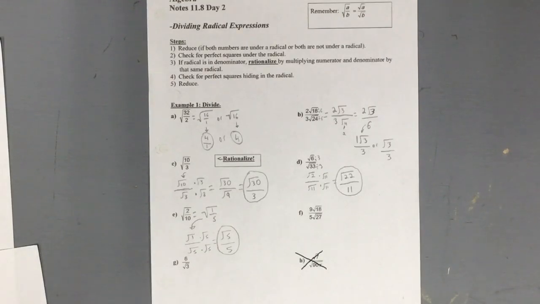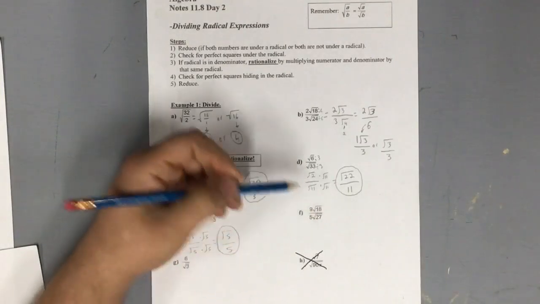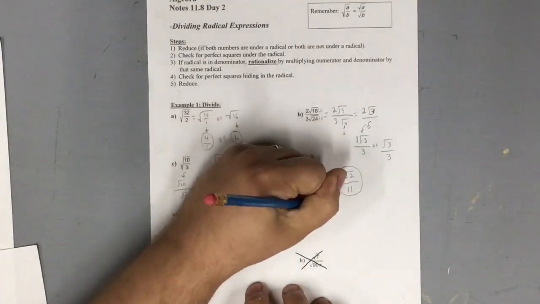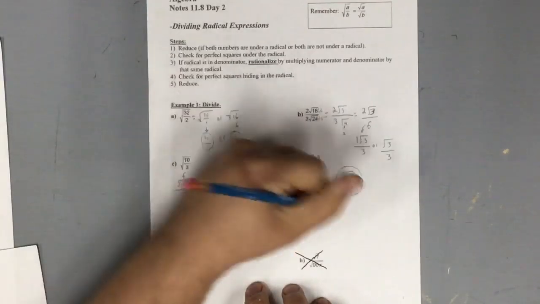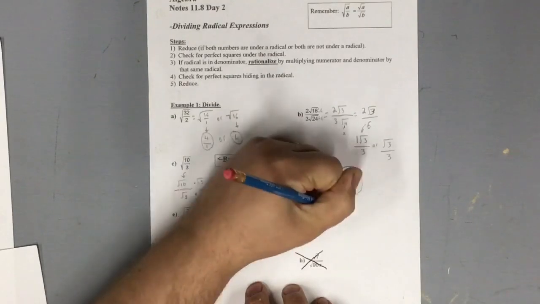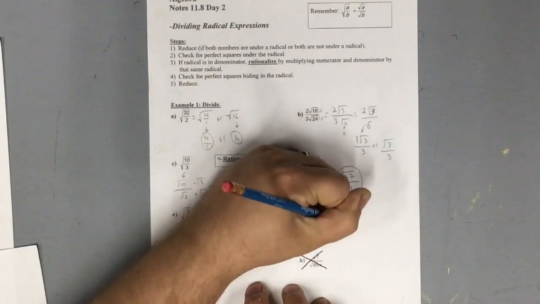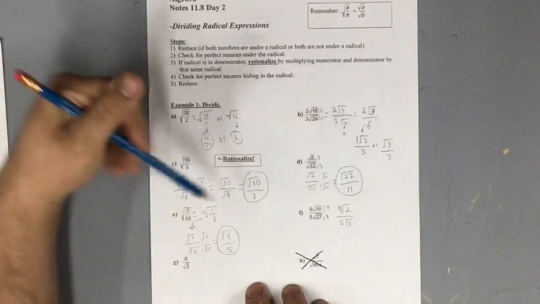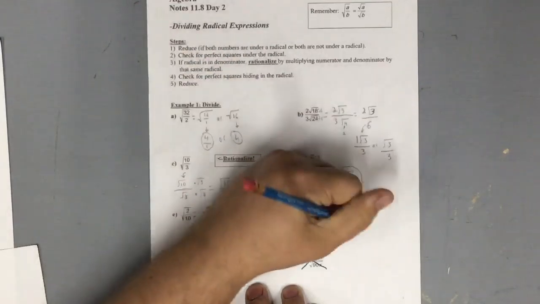Next one, letter F. I can't simplify 9 and 5, but I can simplify 18 and 27. Both of those can be divided by 9. Remember, I'm only dividing what's inside the radical symbol. That's going to make 9 radical 2 over 5 radical 3. Similar to the last two problems, I need to multiply the bottom by that radical 3.